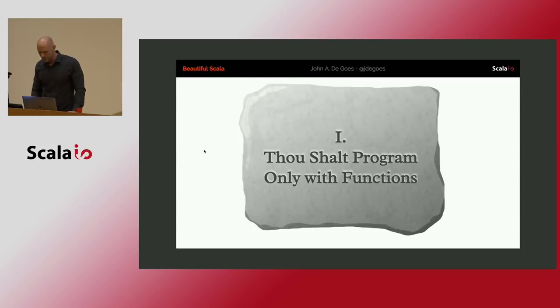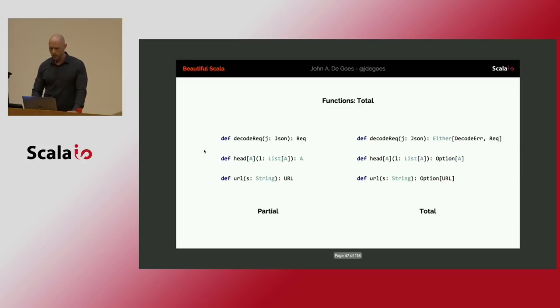Commandment number one, thou shalt program only with functions. So what is a function? Well, a function, number one, is total, which means that for every input you give it, it has to give you an output of a specified type.